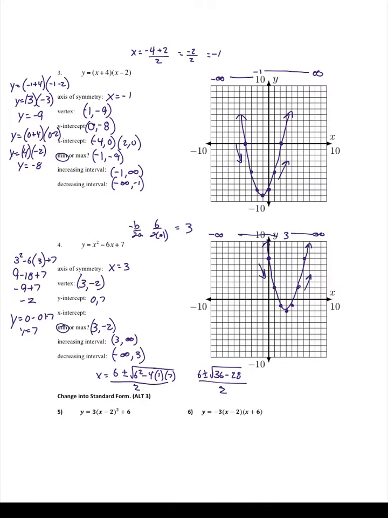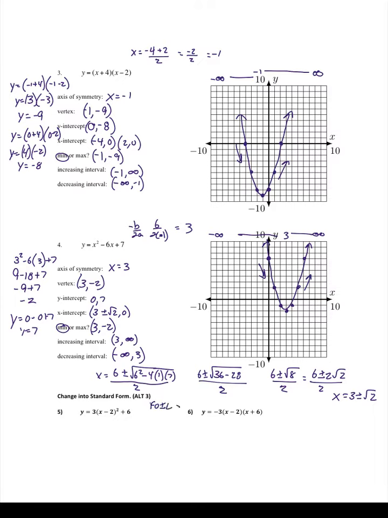From there we get 6 plus or minus 8 all over 2. We can reduce that to 6 plus or minus 2 times the square root of 2 over 2, and then reduce our fractions. So the intercepts are 3 plus or minus the square root of 2. You can leave that in radical form. We can write that as 3 plus or minus the square root of 2 comma 0. That would be both of our intercepts.